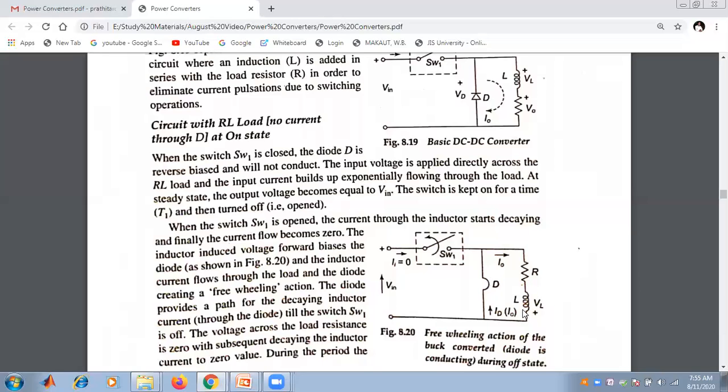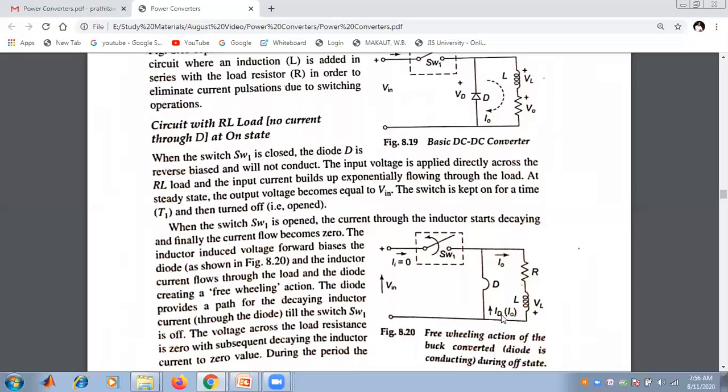That means the current through the inductor will start decaying and finally the current becomes zero, and the current will be routed through that particular path. So the inductor induced voltage forward biases the diode, which I have already told. If I see the notation, there is a plus and a minus, so the P part is positive with respect to the N part, the PN junction. That makes the diode forward biased and it will act as a closed switch.